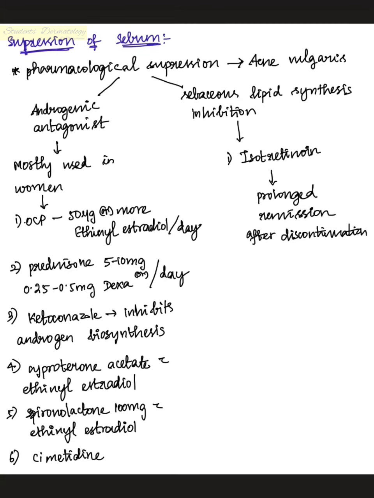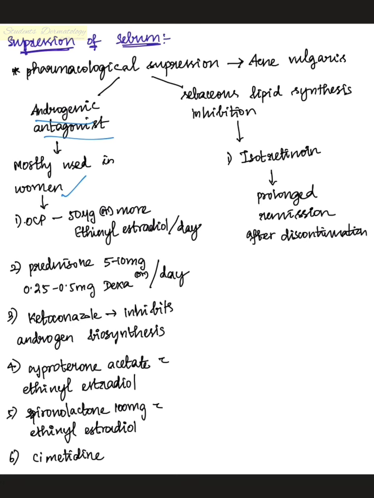So, suppression of sebum is mainly a pharmacological suppression used in acne vulgaris. Two methods can be used. One is, since it is androgen dependent, you can use an androgen antagonist, and another one, you can directly inhibit the lipid synthesis of the sebaceous gland. An androgen antagonist is mostly used in women because it can cause feminizing effects in men. Here also you can use two types of methods. One, a direct androgen antagonist. Number two, you can decrease the peripheral conversion of androgens.